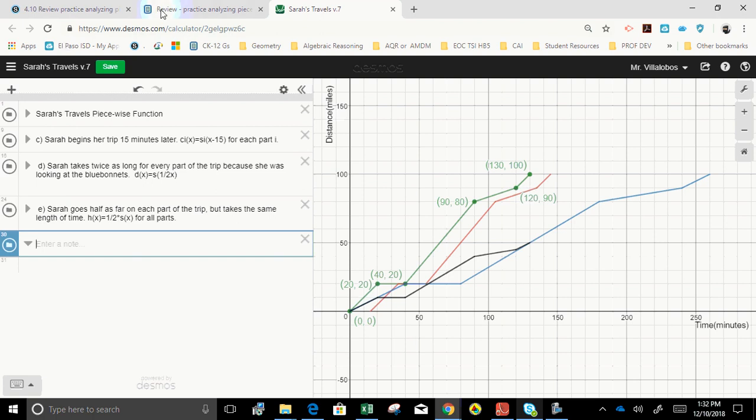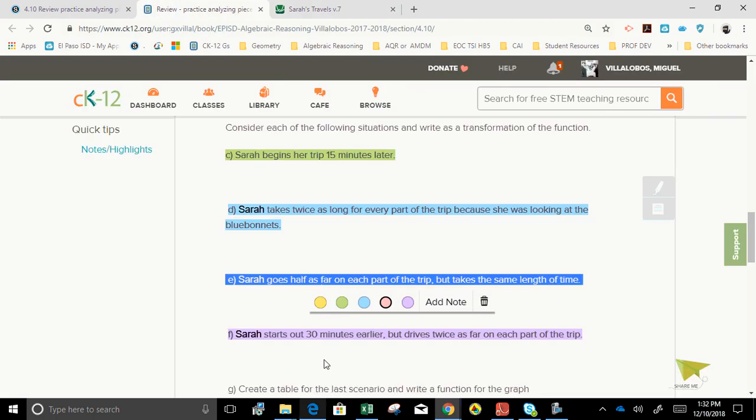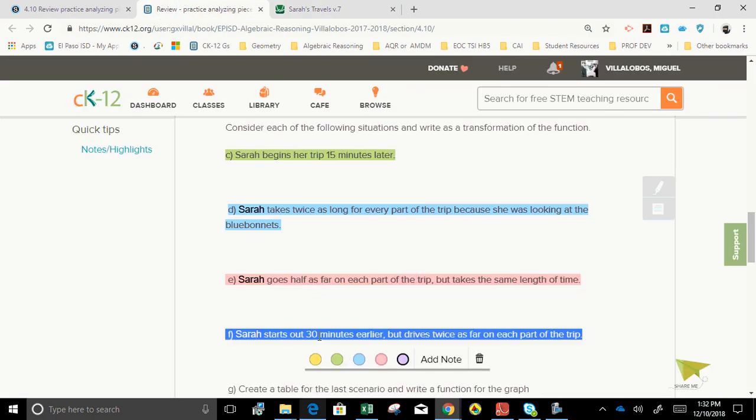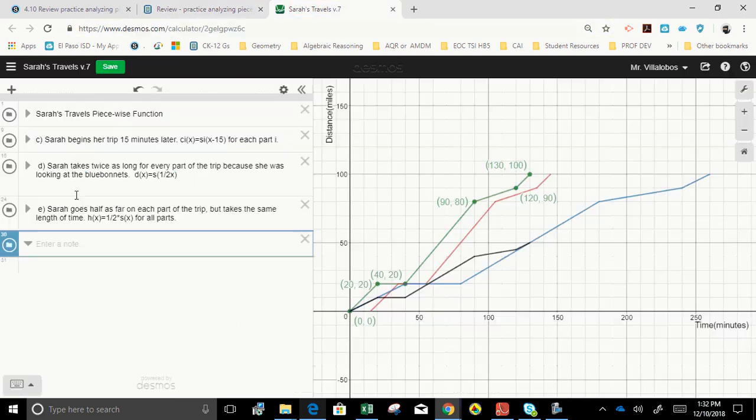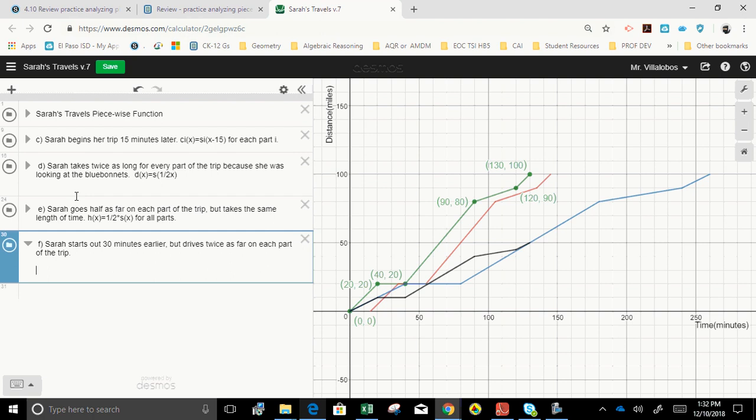and do this. Sarah starts out 30 minutes later, but twice as far. I'm going to copy that and paste it. And I should leave this for you, actually, as an exercise, so I have something to grade. But I can do it for you, too. Class, what would I do? 30 minutes earlier affects X or Y?